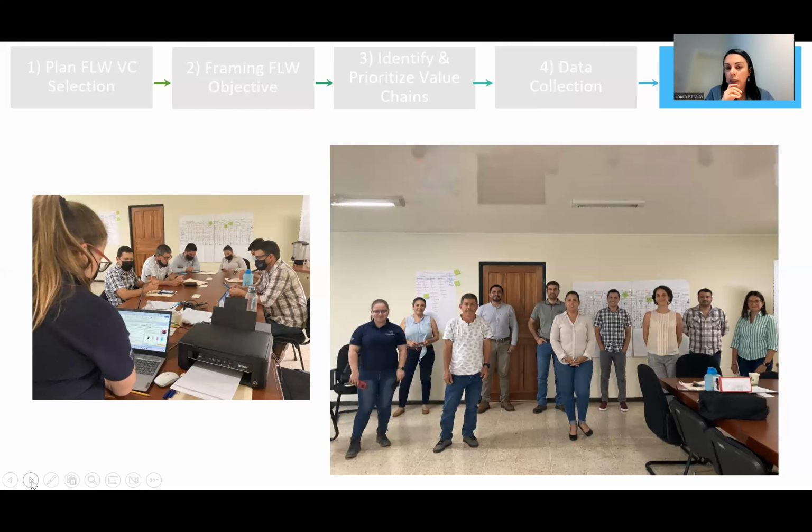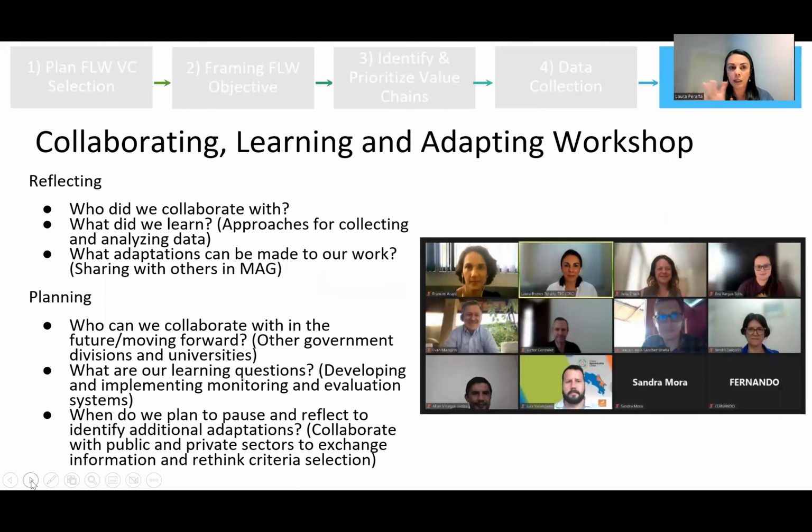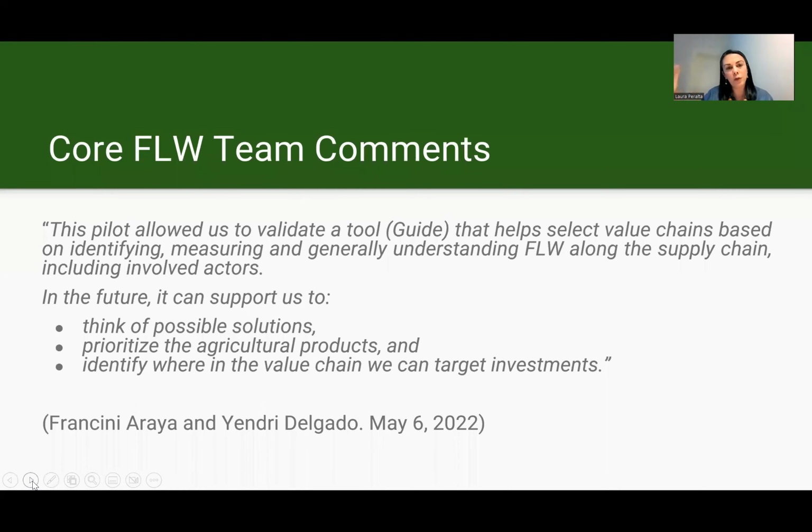As Julia mentioned, in the next slide, I'm not going to detain myself a lot here, but we were able to have a collaboration, learning and adaptation workshop so that we can better understand who MAC can be collaborating with in the future to continue working with food losses and waste. It was very satisfactory to see how they had much more expertise at this point, and how interested they were to share this with other regions from MAC. So, final comments from the core team.